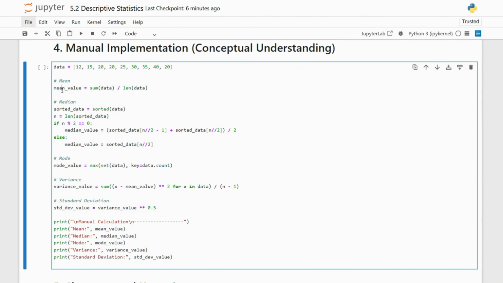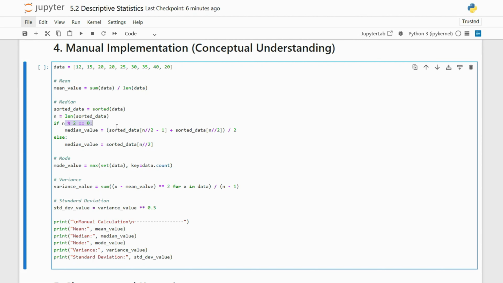Now let us calculate everything manually. This part is important because it helps us understand what Python is actually doing behind the scenes. We add all the values and divide by the number of items. This is the same formula you learned in basic mathematics for manually calculating mean.